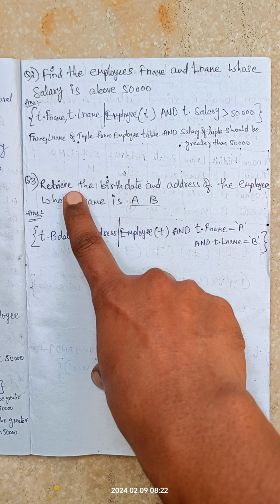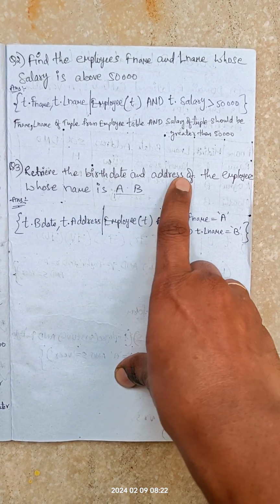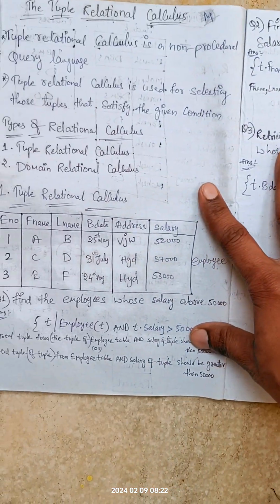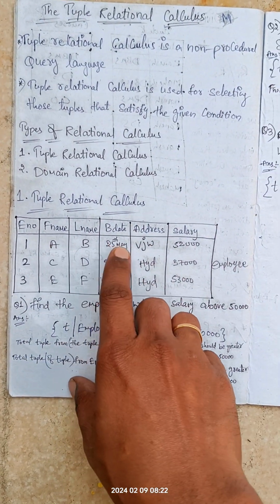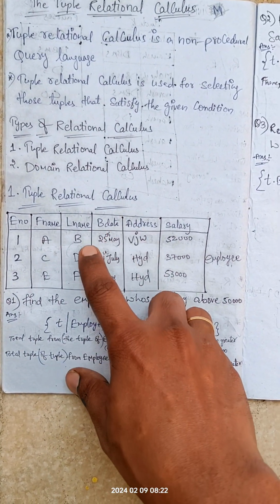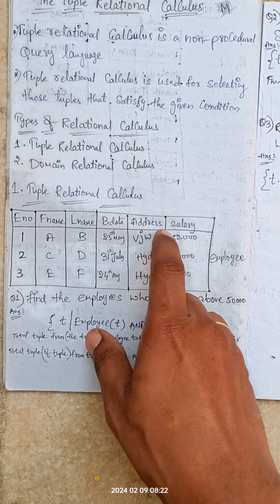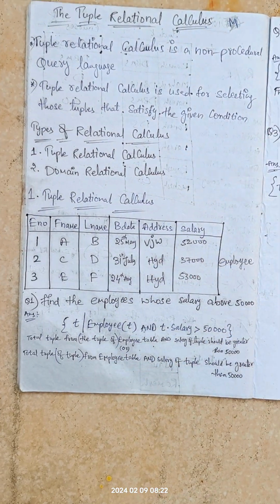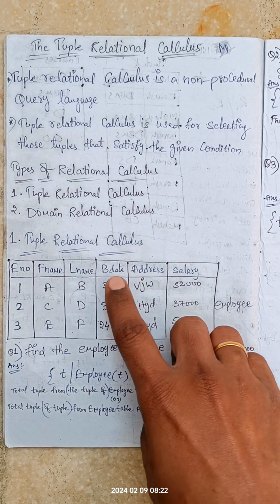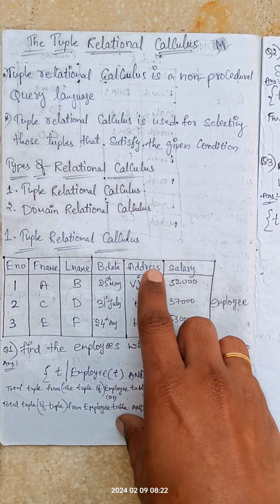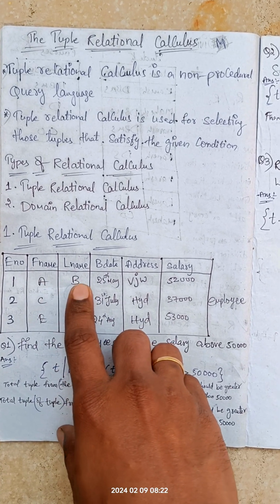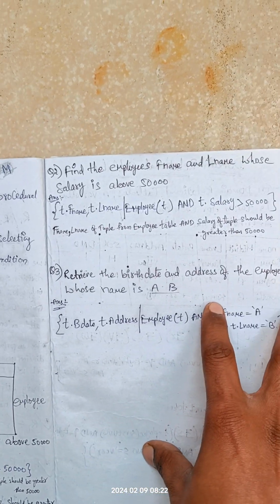Retrieve the birth date and address of the employee whose name is AB. We have to extract these two, for the employee whose name is AB. So how will we extract the birth date and address of an employee whose name is AB, whose first name is A and last name is B? We will write like this.